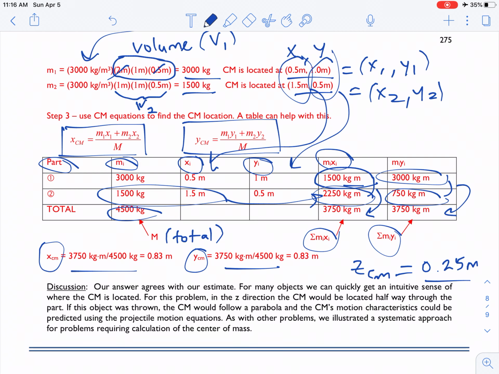So there's nothing new after that. You just need to find those points. This is the reason we're adding these steps. What we are discussing right now is usually the initial step of a new problem, but the rest is going to be what we did in the previous chapters. So it's a little bit more sophisticated and more complex because we are now adding an extra step to the problems. So as with other problems, we illustrate a systematic approach for problems requiring calculations of the center of mass.